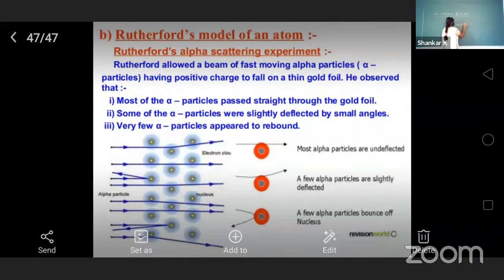So they went slightly, because the thin foil has more atoms. It has more atoms and molecules. It has small particles. Okay. And very few particles appear to rebound, which means they have turned back like a triangle, right? Rebound means they have turned like this. Okay. So this is the rebound. We found that by this experiment.